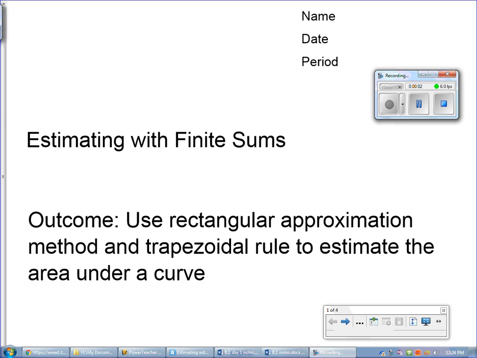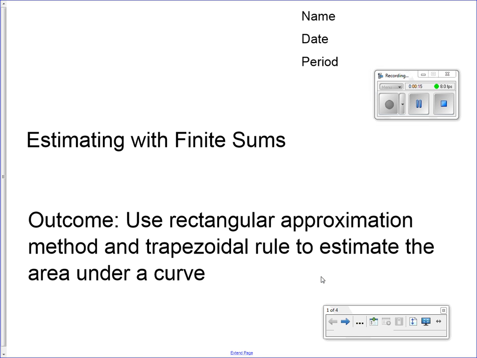The title of this note is Estimating with Finite Sums, and the outcome is that you'll be able to use what is called the rectangular approximation method and also the trapezoidal rule in order to estimate the area under a curve.